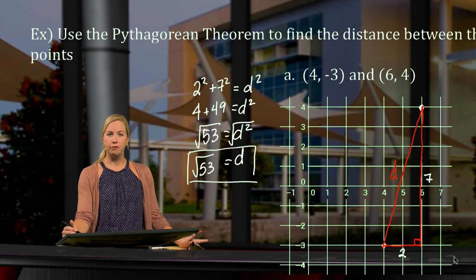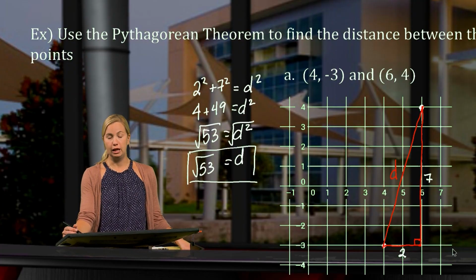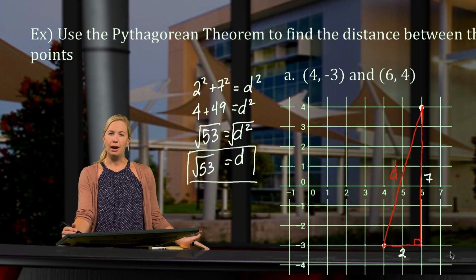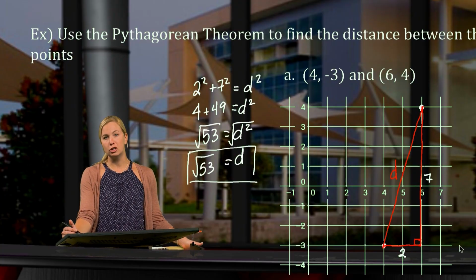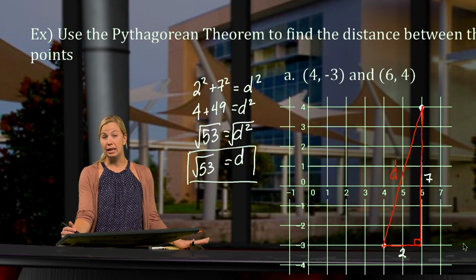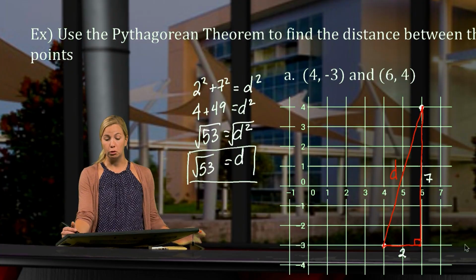So this is an alternative method to finding distance, and in fact, this is how we derive the distance formula that we saw in the previous slide. I don't have a preference with how you decide to find distance. In some cases, it's easier to use the Pythagorean theorem, and in other times, it's just better to use the formula.